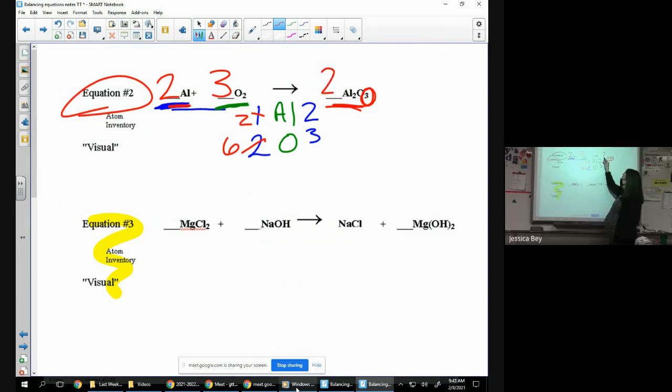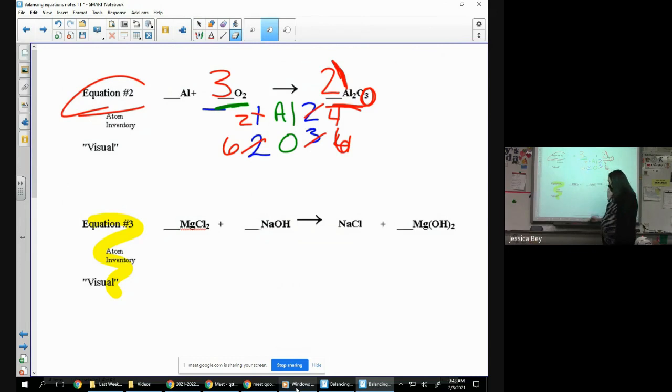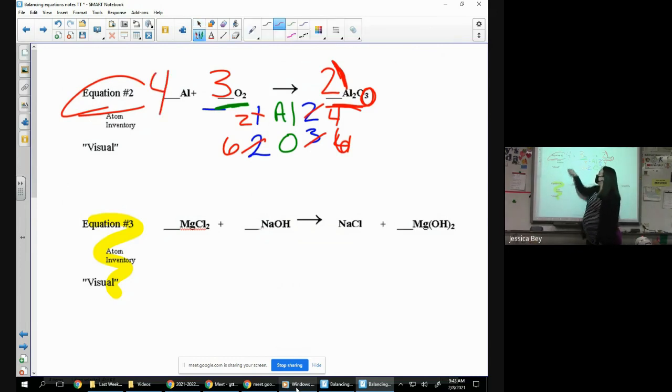2. Yes, very good. But as soon as I do that, I also have this 2 times 2 aluminums gives me how many aluminums? 2 times 2 is 4. You got it. So this can't be a 2 over here. This has to be a what? 4. Yes, very good. And you're balanced. Good stuff.